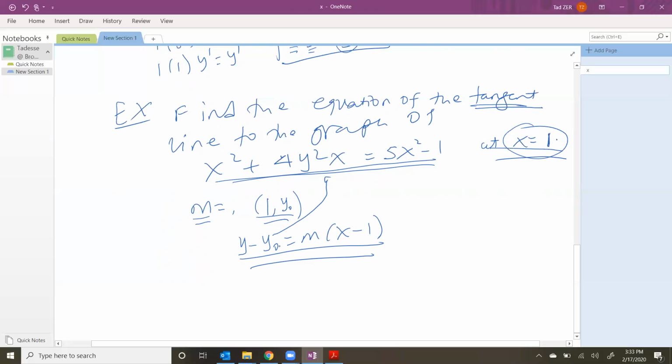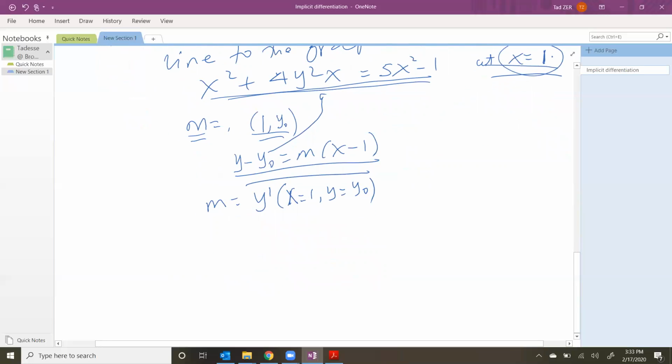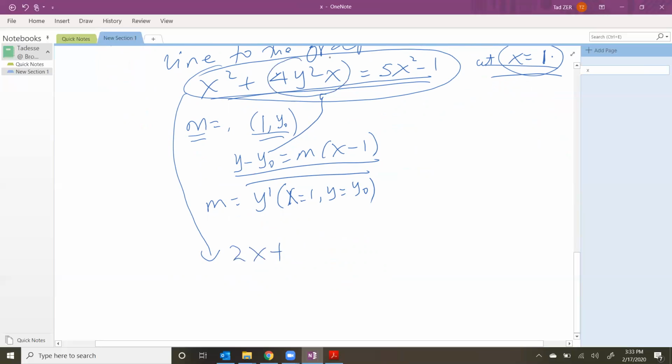So now, what is m? M is nothing but y prime evaluated at x equal to 1 and y equal to whatever y0 is. So if I can find the derivative and then evaluate it at x equal to 1 and the y value y0, then I can find the slope. So let's calculate the derivative. Let me bring it here. What is the derivative of x squared? 2x plus, now this guy is the product of two functions.